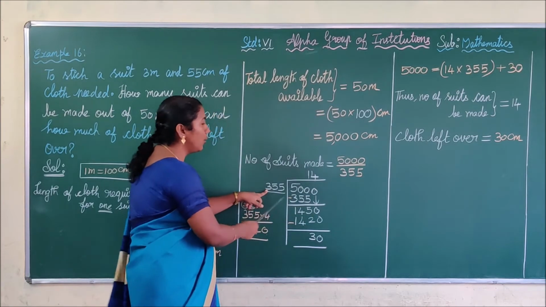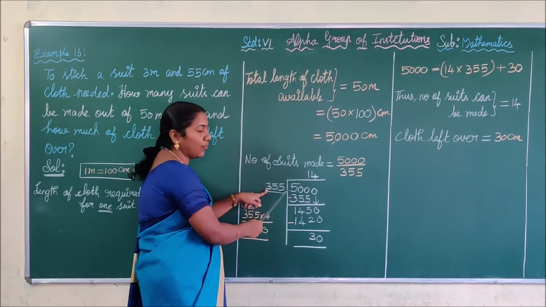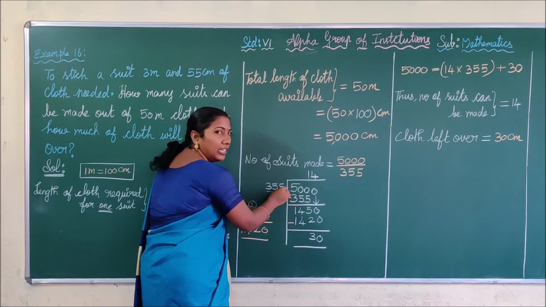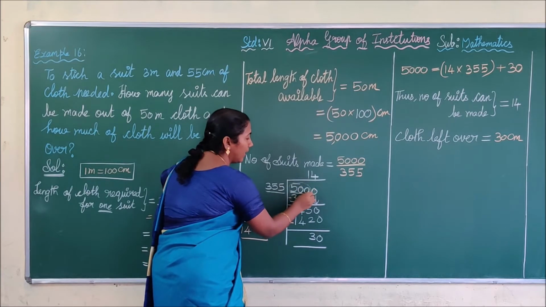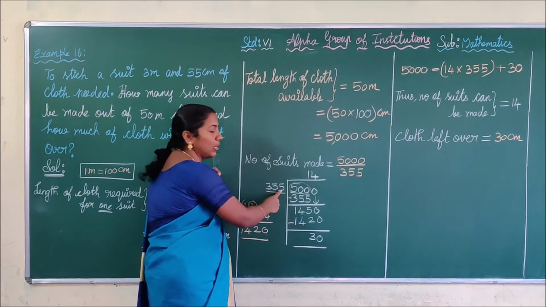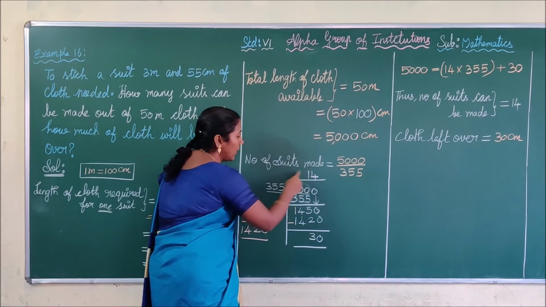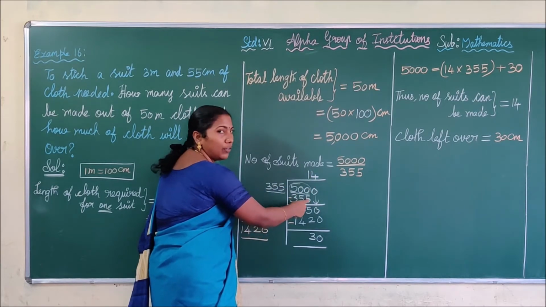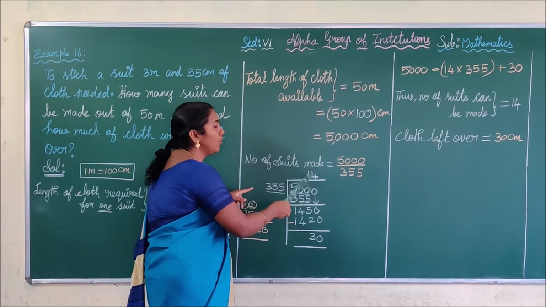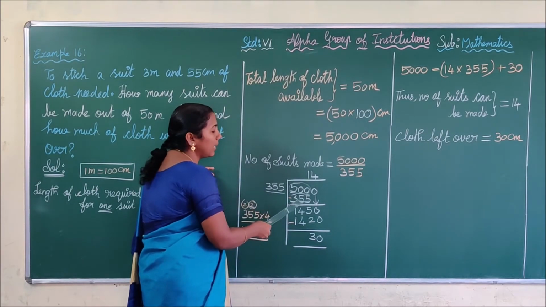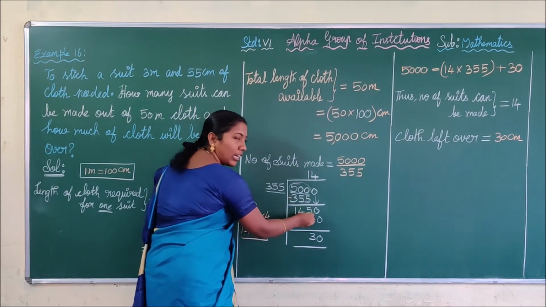Okay, now we are going to divide 5000 by using the divisor 355. Okay, here we have 3 digits. So here also you are taking 3 digits. See this number 500. It is bigger than 355. So it is enough. So it comes 1 time. 1 times 355 is 355. If you take 2 times, it comes to more than 500. So you have to write 1 time only. By subtracting 355 from 500, you get 145.